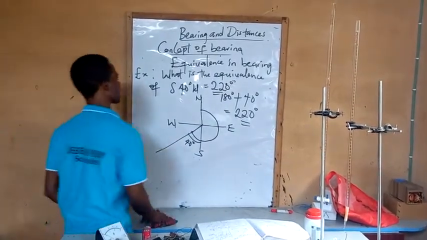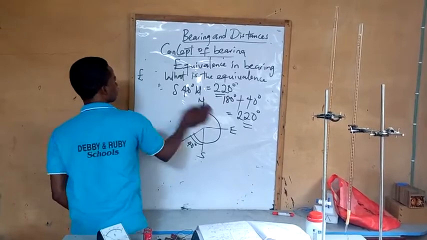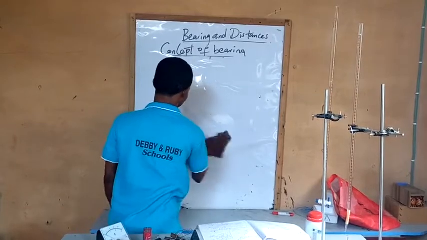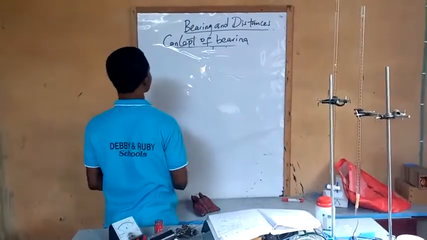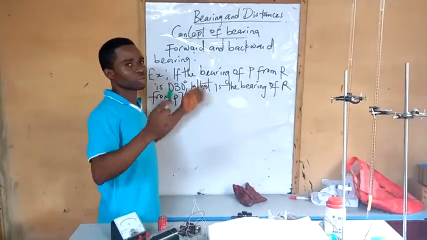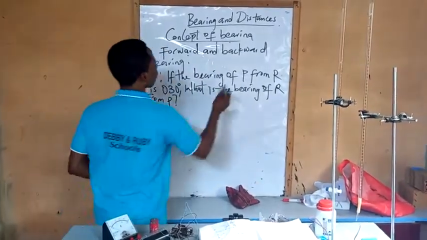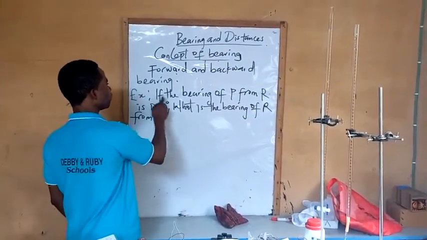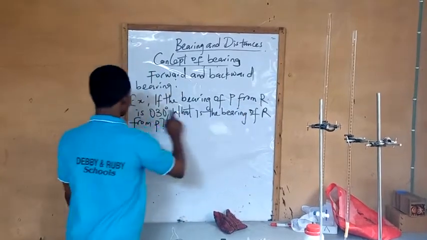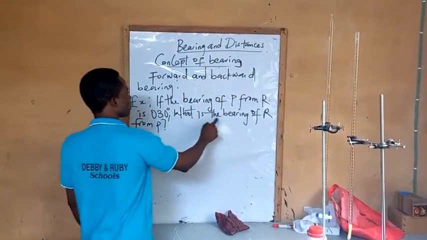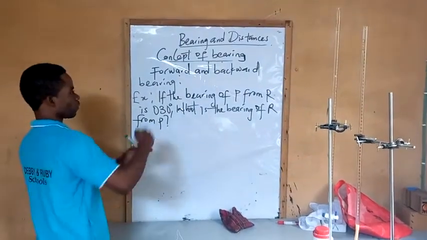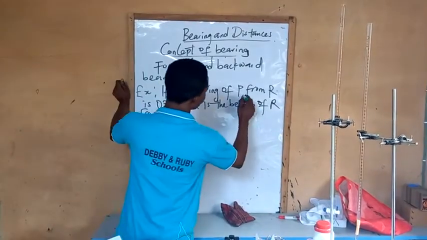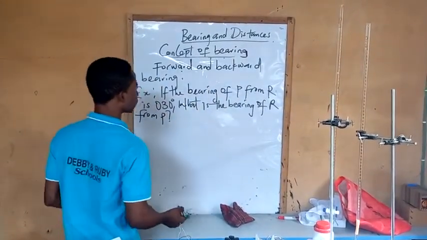Now the next thing to learn about the concept of bearing is forward and backward bearing. Now, another concept of bearing is forward and backward bearing. Now you will see it like this in your question. Let me say, if the bearing of P from R is 30 degrees, what is the bearing of R from P? Can you see? Forward, P from R and R from P. Please, this word from, you have to take note of it. How do we solve it?